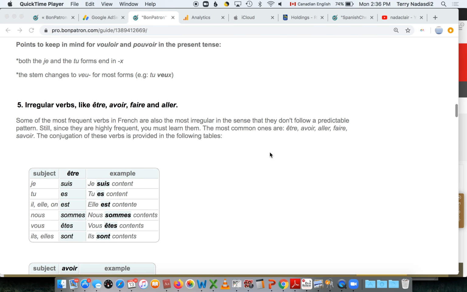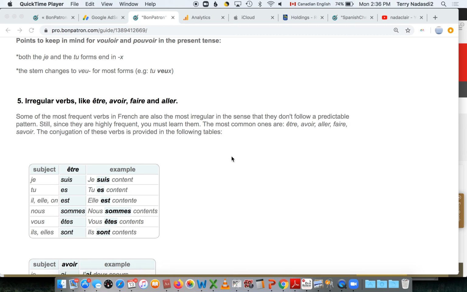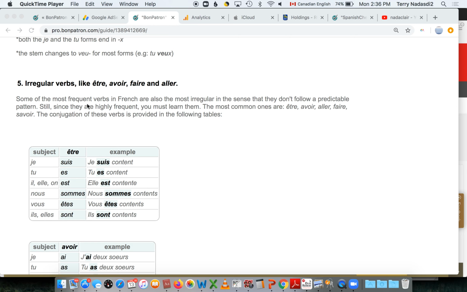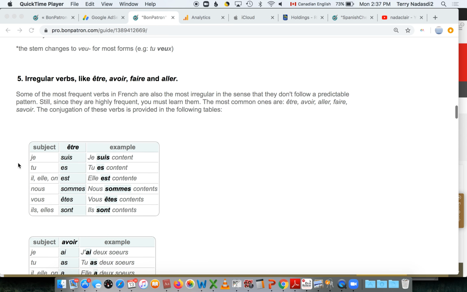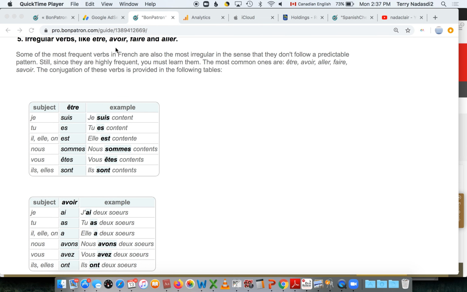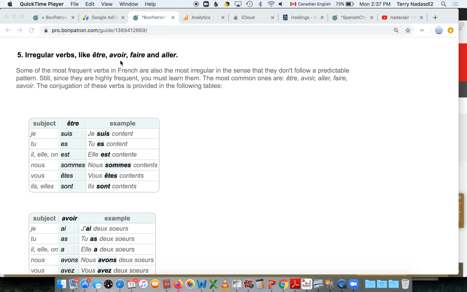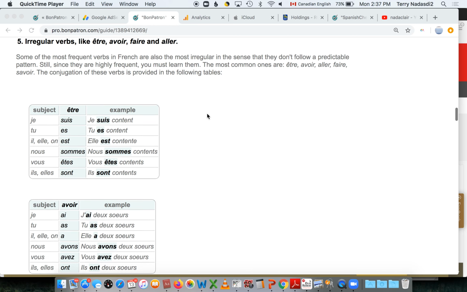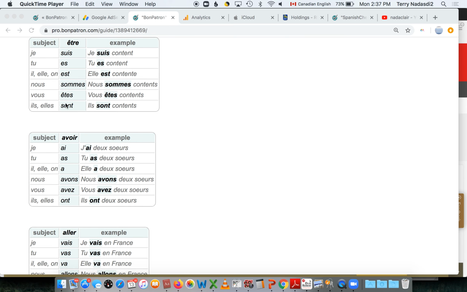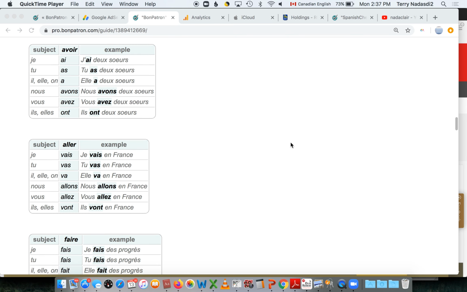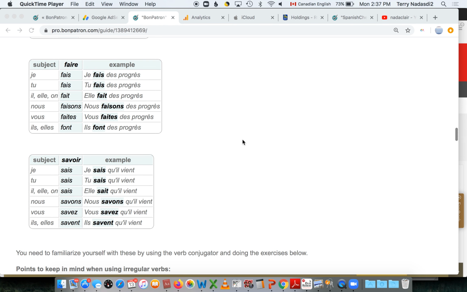Now, there's a big category of frequent irregular verbs you need to be familiar with, because these are the ones that don't follow the general patterns described above, and they tend to be the most frequent verbs. These are the ones that are resistant to being part of the normal pattern. So you really need to learn these individually, and I've given you some of the most common ones: être, avoir, faire, and aller. So make sure you learn these different patterns for the different grammatical subjects. Savoir as well.